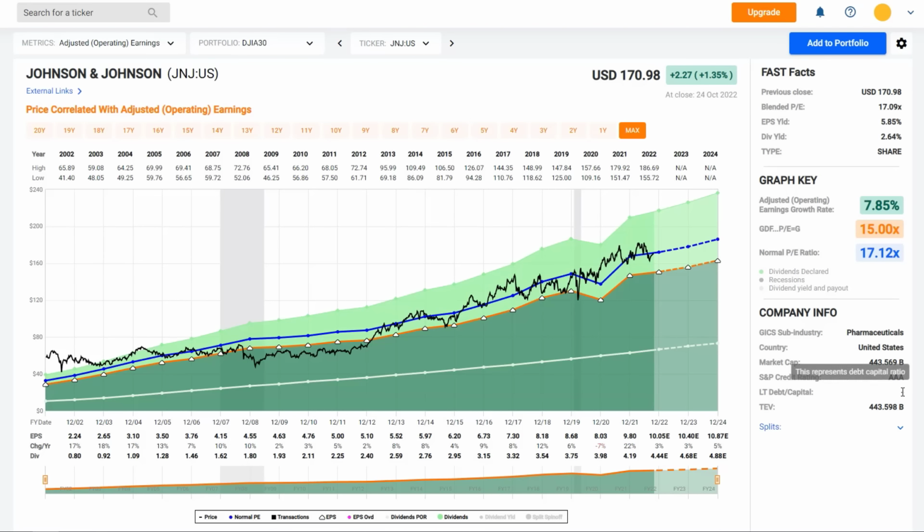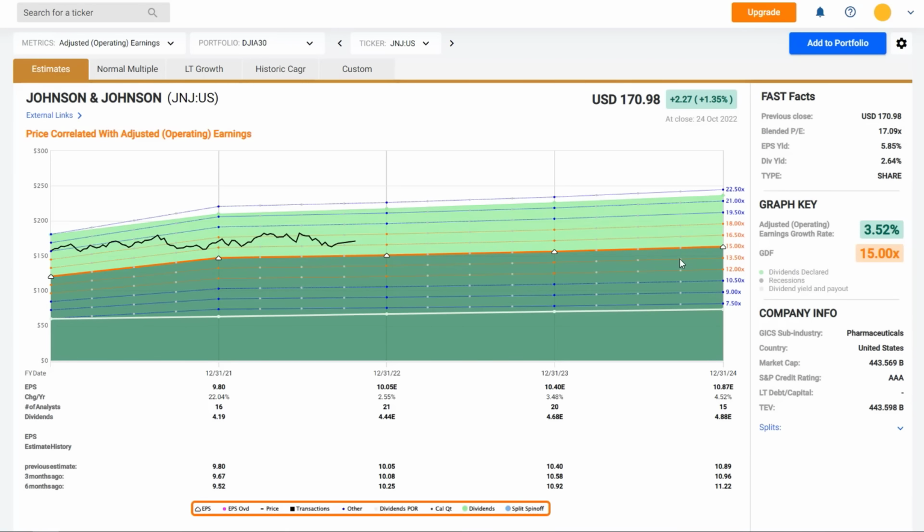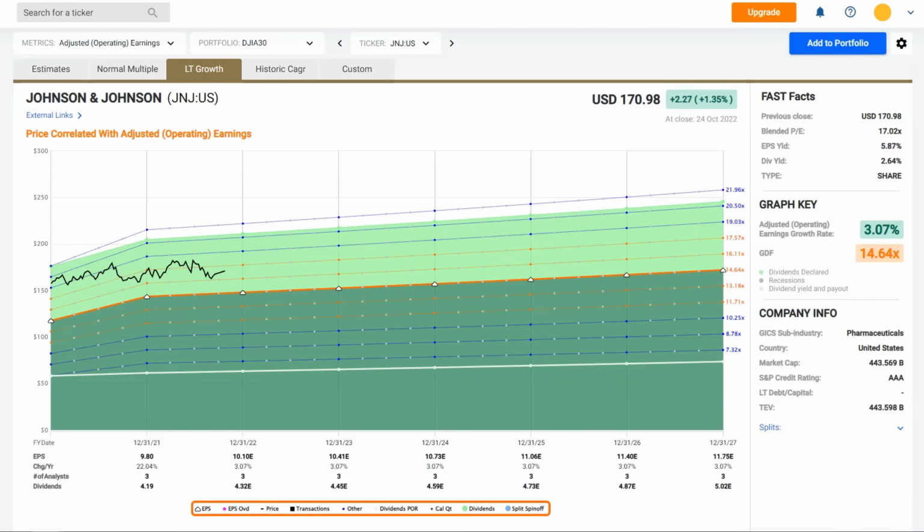Johnson & Johnson, one of the two AAA rated companies on the planet, trading at a 5.85% earnings yield, a blended PE of 17, which is on the upper end of what I would call normal valuation. The time to buy Johnson & Johnson is when it's cheaper if you want to fully participate in the company. It is expected to grow modestly for the next couple of years and long-term modestly as well.